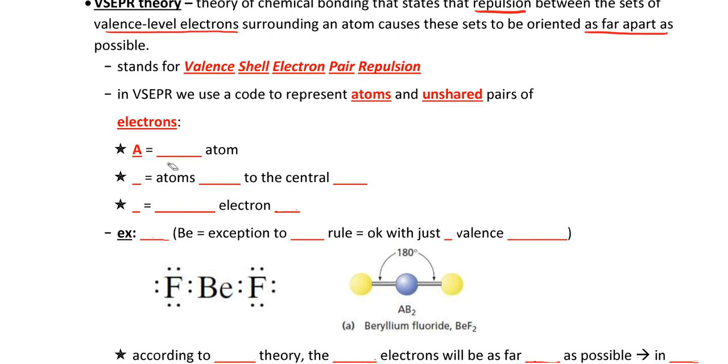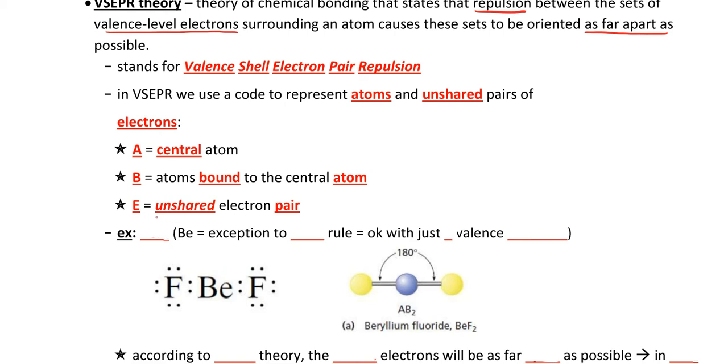So the first code is, we have the letter A. A is equal to the central atom. And then we have the letter B, and the letter B represents all atoms that are bound to the central atom. B are the atoms that are bound to the central atom. And then we have letter E, which represents any unshared electron pairs.